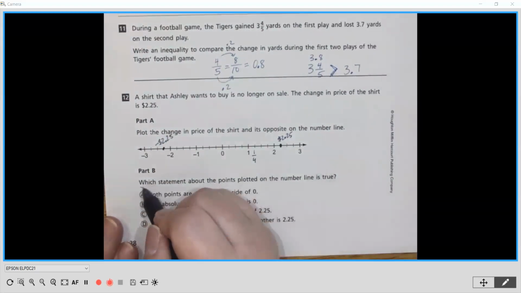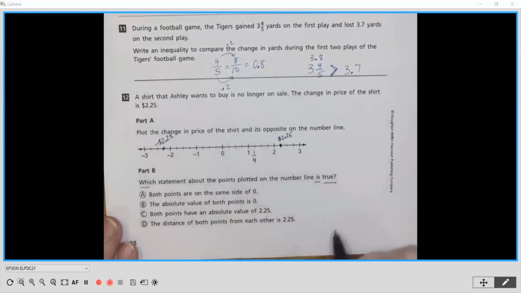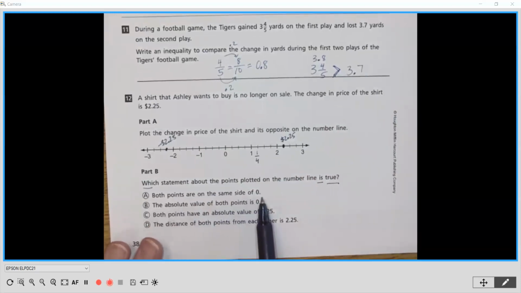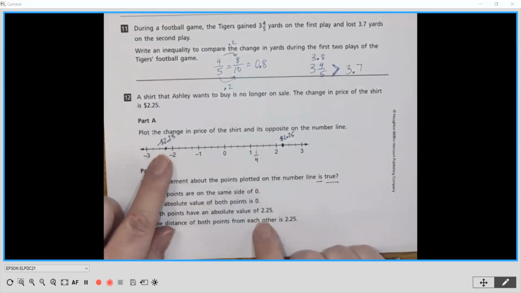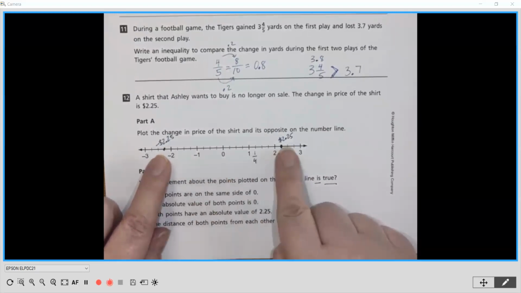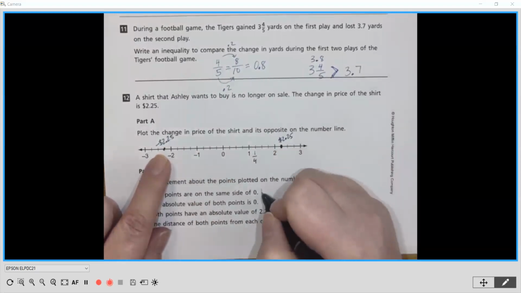So when they say which one is true, that tells us that there's only going to be one correct answer. So 3 of these are false and 1 of these is correct. Letter A, both points are on the same side of 0. That's false. Okay, we can see that -$2.25 is left of 0 and positive $2.25 is right of 0.